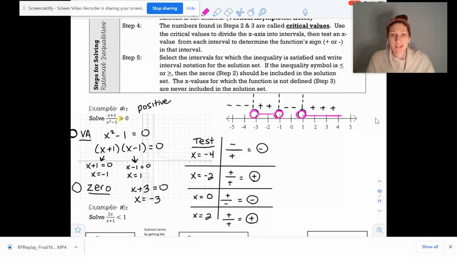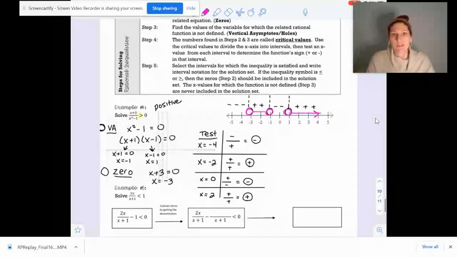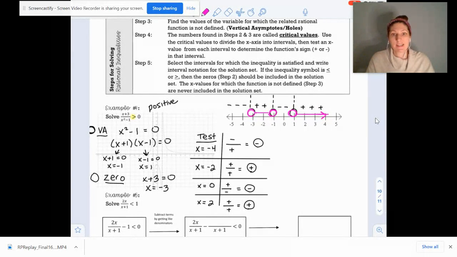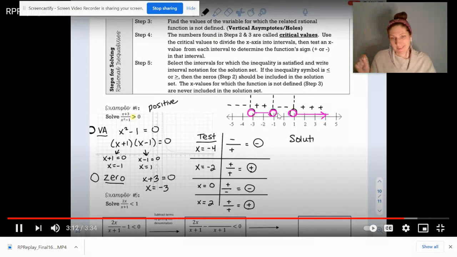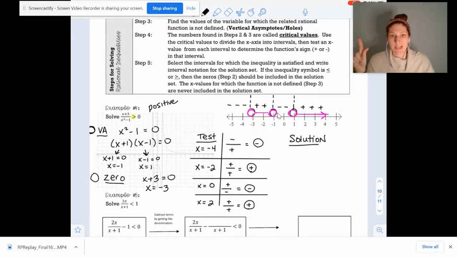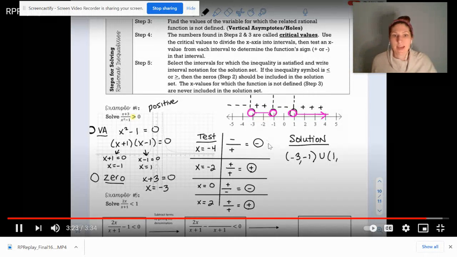When I write my answer in interval notation, I would go left to right. Open circles mean you'll have parentheses. So I would have parenthesis -3, comma -1, parenthesis, and then union, because you have more than one piece, parenthesis 1, comma infinity. And that is your solution.